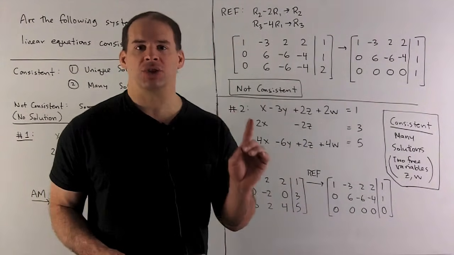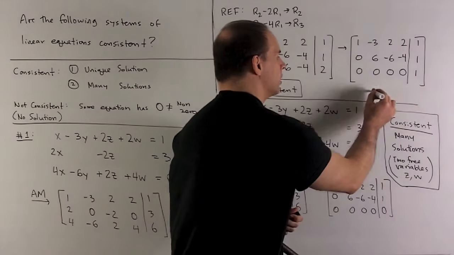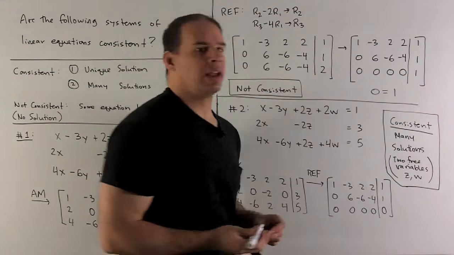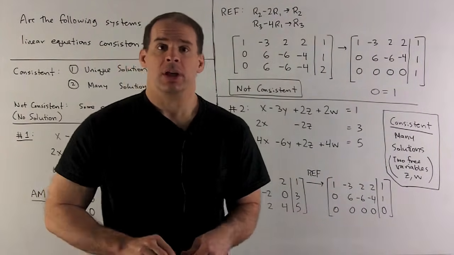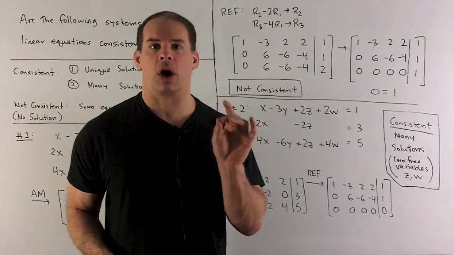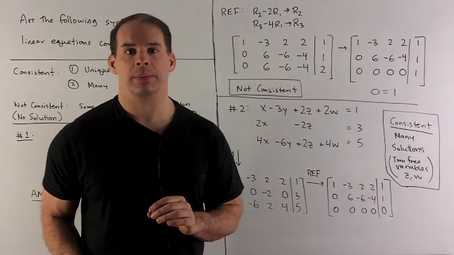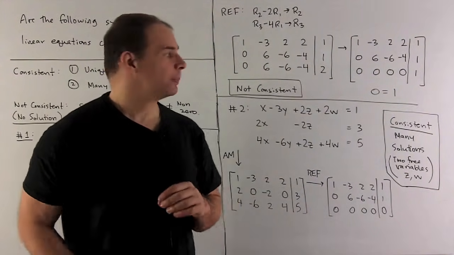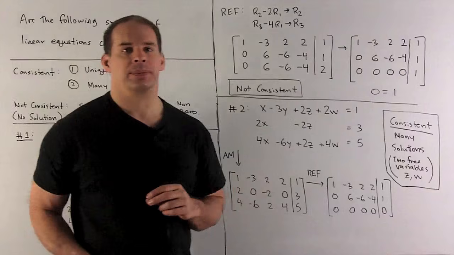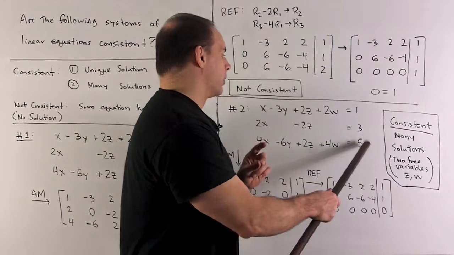Now, if we rewrite that in terms of equations, that just means 0 equals 1, and that's clearly false. So that means I can't have any solutions. If I try to find a solution for all three variables at once, we're going to wind up setting 1 equal to 0, and that's not good. So, not consistent.